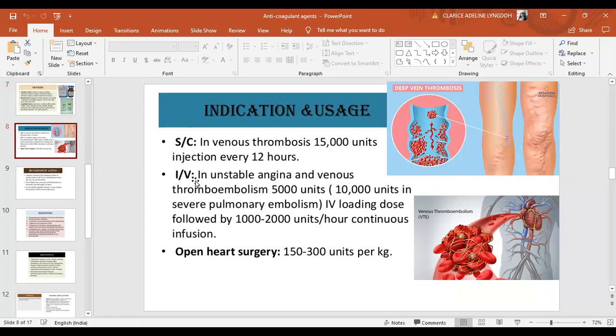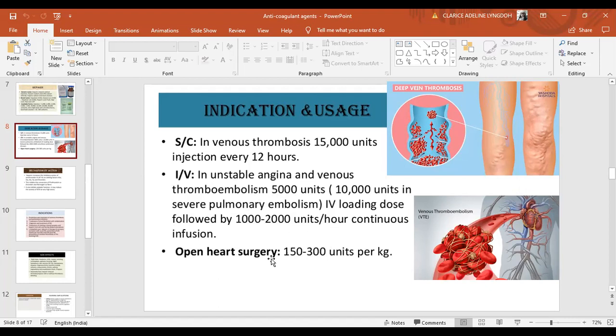If we are giving by IV, then in unstable angina and venous thromboembolism, we give a 5,000 units IV loading dose followed by 1,000 to 2,000 units per hour as a continuous infusion. First we give the loading dose, the starting dose, 5,000 units. Then we continue with 1,000 to 2,000 units per hour, continuously. We can give it using an infusion pump also.